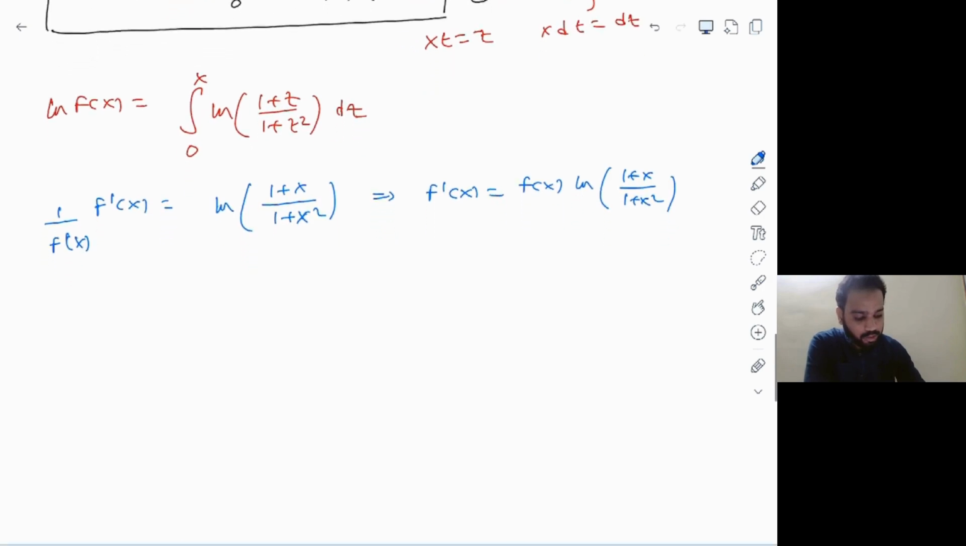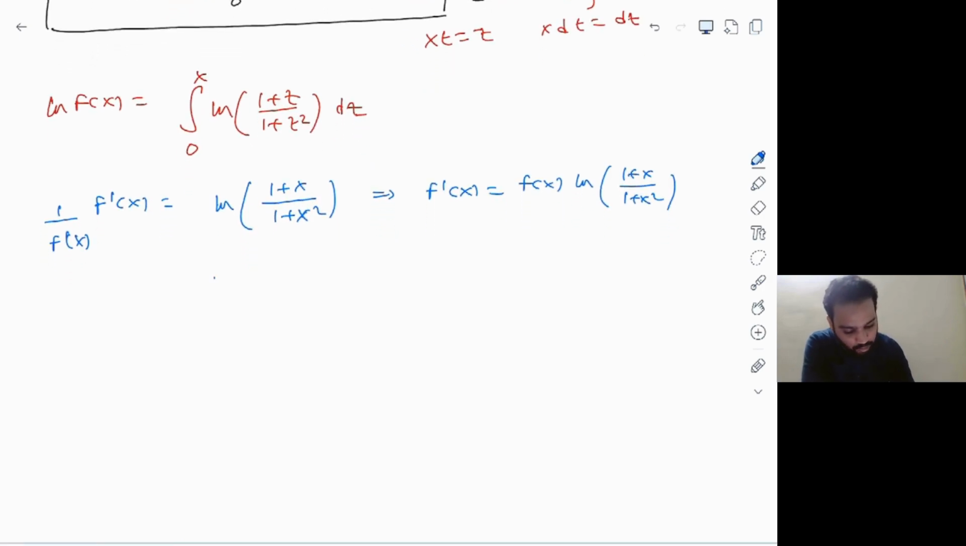Okay, so for that, first thing I'm going to find out the critical point. I will make f dash of x to 0. If I make f dash of x equal to 0, it becomes f of x multiplied by ln of (1 plus x) divided by (1 plus x square) is equal to 0.